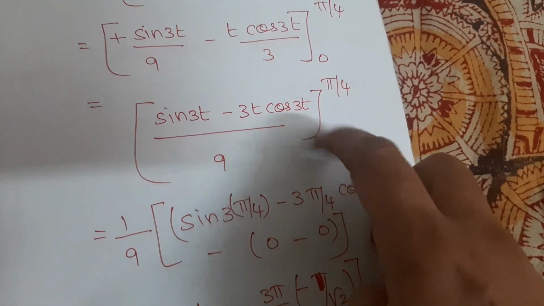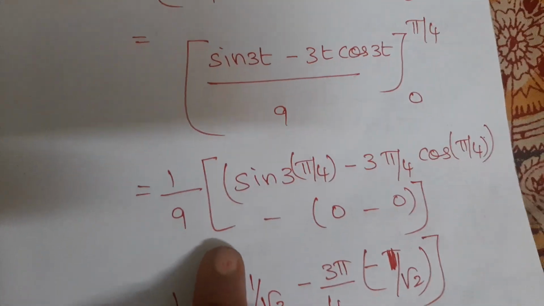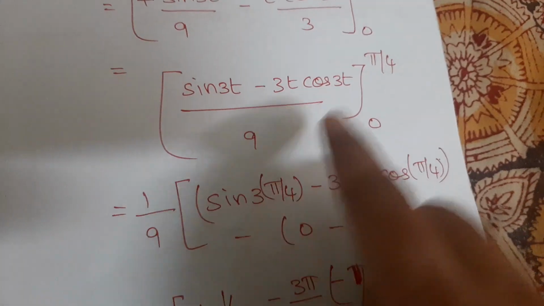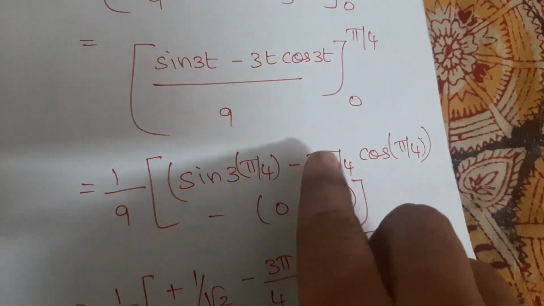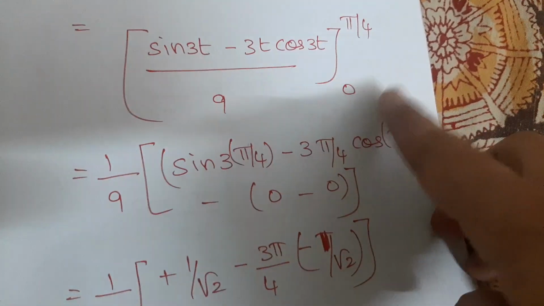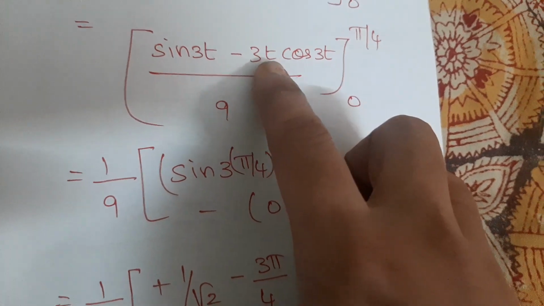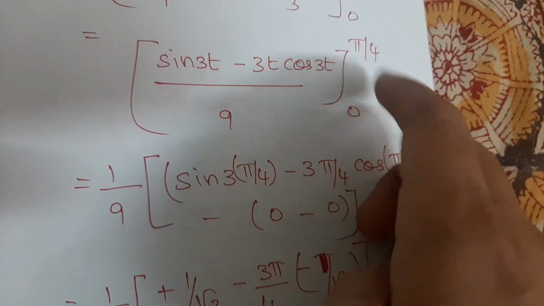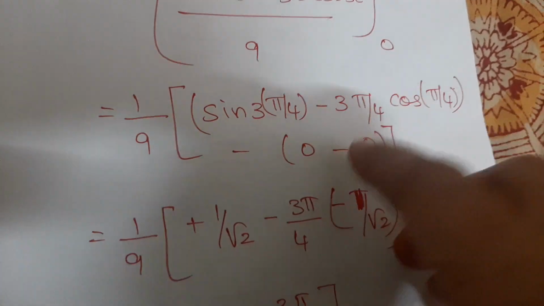Now only I am going to substitute the limit. This 1 by 9 I am taking outside. Instead of t I substitute pi by 4: sin 3 pi by 4 minus 3 into pi by 4 cos pi by 4. Substituting the lower limit 0, sin 0 is 0, and instead of t substituting 0, 0 times anything is 0. So if you substitute the lower limit, everything will be 0, so we can just leave it.